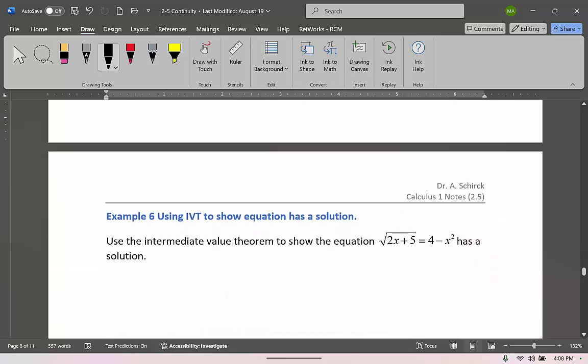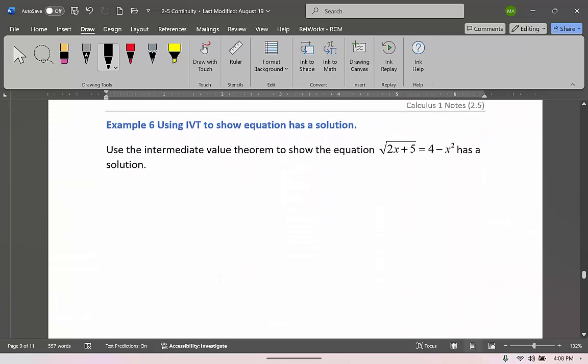All right, so here's another example of the intermediate value theorem. It says, use the intermediate value theorem to show that this equation has a solution. Okay, so the first thing I'm going to do is rewrite this so that I can see if I have a value of c where f of c is equal to 0. So f of c, or f of x in this case, I'm going to move everything to one side of the equation.